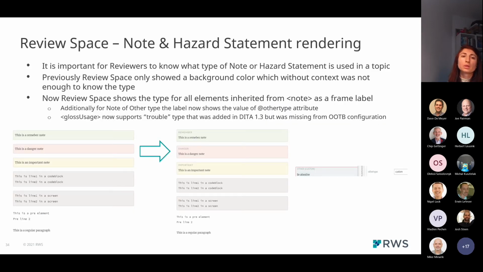In terms of how we looked at the hazard nodes in the review space, before we had different background colors for nodes and hazard statements, but without any indication of which one belongs to what. Since it's just colors for the end users, it was difficult to distinguish which stands for what. And we decided to render it in a better way. I will show it in the demo later on.